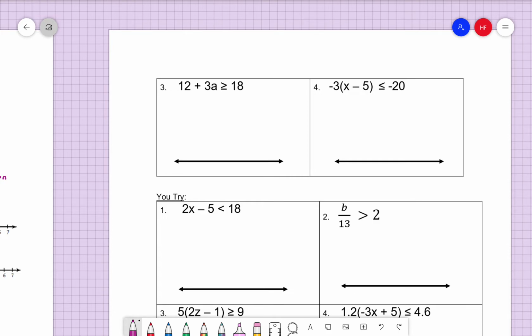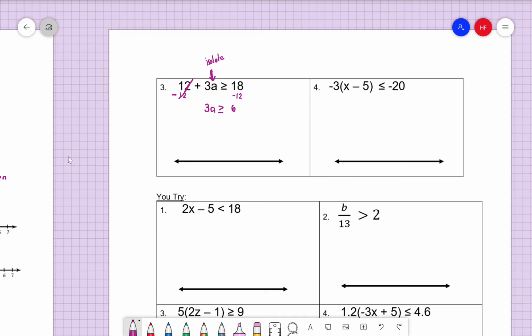All right, on our next example, 12 plus 3a is greater than or equal to 18. So here's my variable. This is what I want to isolate. So first thing I'm going to do is get rid of any constants on the same side. So I need to move that 12 to the other side. I'm going to do the opposite operation, and I'm going to get negative 12, so minus 12, and I get 3a still on the left, greater than or equal to 18 minus 12 is 6.